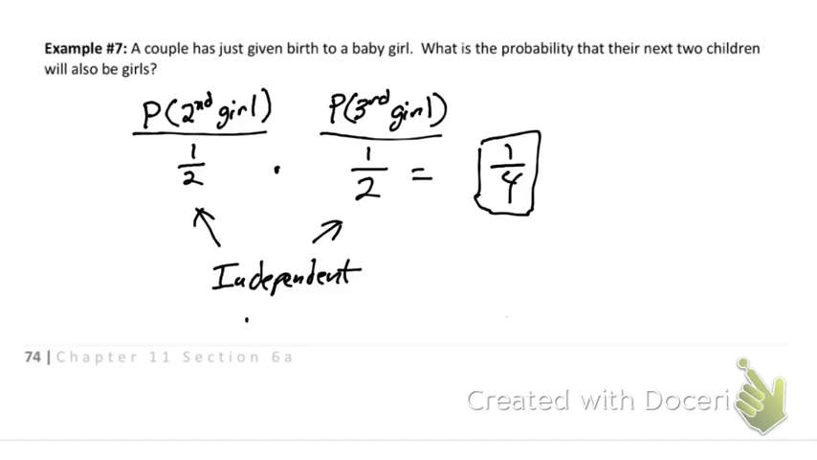What if the first child was a boy? Then what would the probability of all their kids being girls? 0%. Because the first one was a boy. I was waiting for someone to go 1/4. There we go. All right.